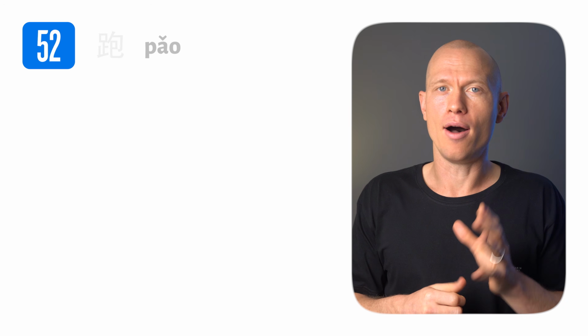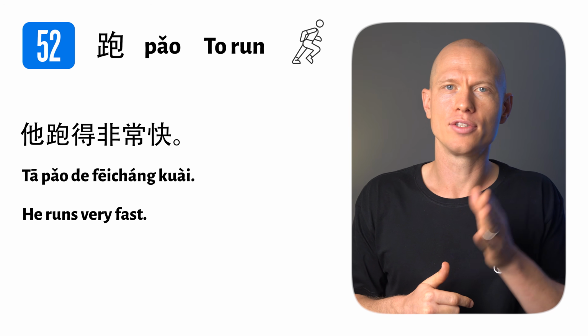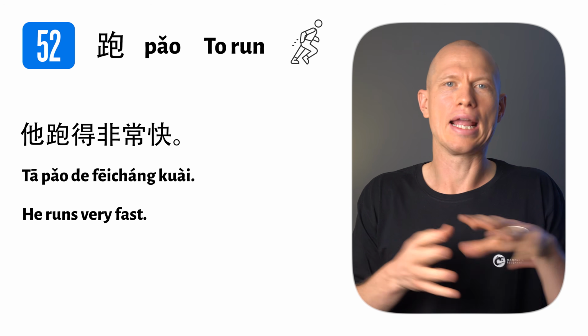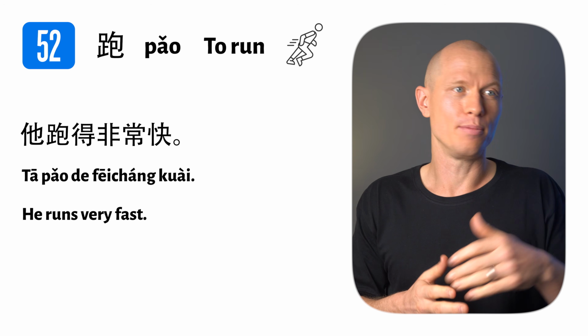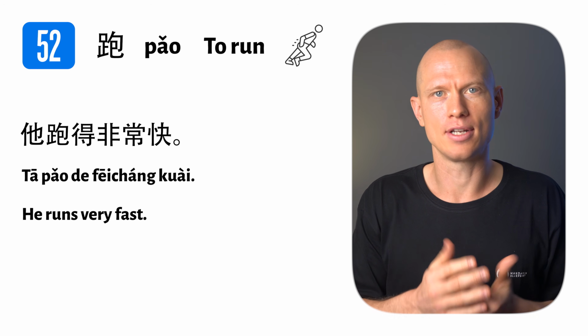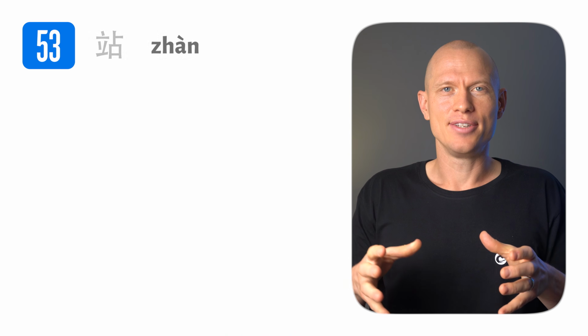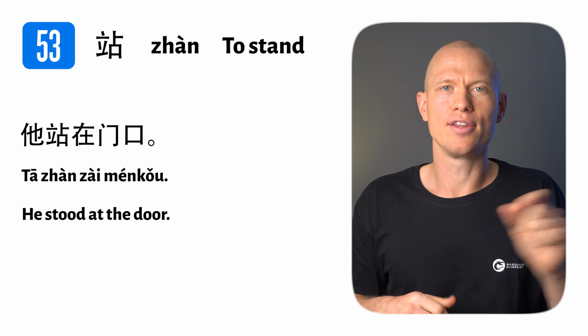Next up is 跑, meaning to run. 他跑得非常快. He runs very fast. And 跑 also means to run around doing errands. So if someone does something for you, goes and gets something for you from another place and brings it to your house, for example, you might say, 辛苦你跑一趟. Thank you for running this errand. Next up is 站, to stand. 他站在门口. He stood at the door.